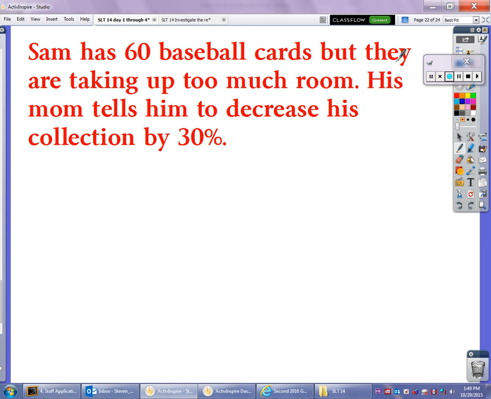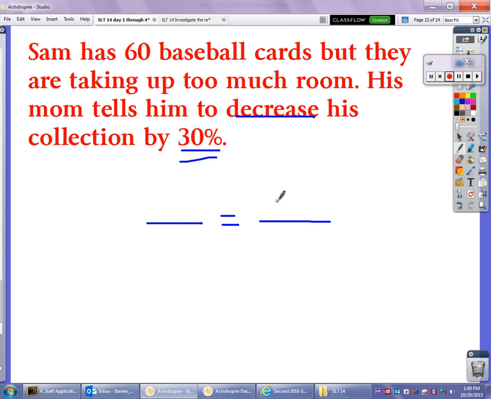So here we're going to do the same problem 3 different ways, just to review the 3 different methods on how to do it. The problem is Sam has 60 baseball cards. They're taking up too much room. His mom tells him he has to decrease his collection by 30%. So this is a decrease by a percent. Well, the way that we're going to do this with the proportion is we're going to set it up the same way we've set up most percent problems.